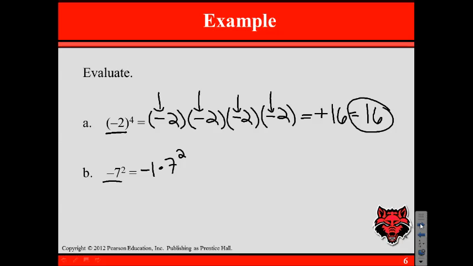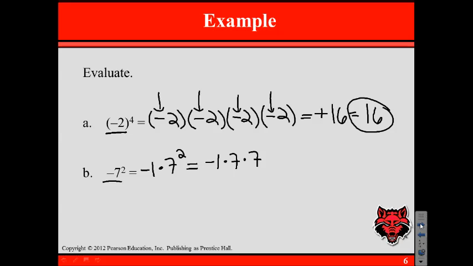And that's very important because that means we only have one negative sign. And if we are counting negatives, we want to make sure we have the right number of negatives so that we have the proper sign at the end product. So rewriting -7 squared is -1 times 7 squared. We can now rewrite this as -1 times, we have repeated multiplication of 7. 7 is being multiplied 2 times.